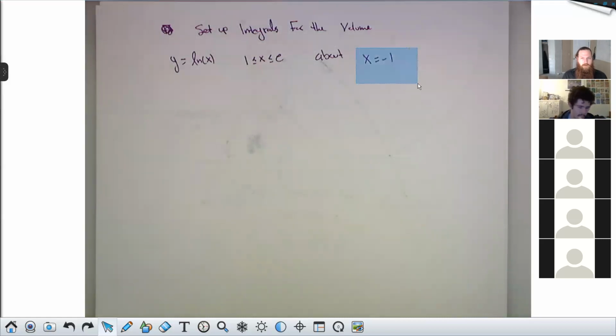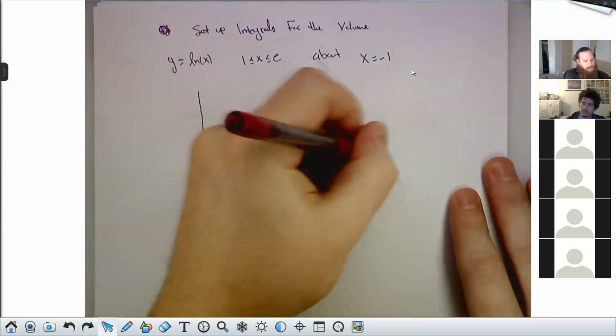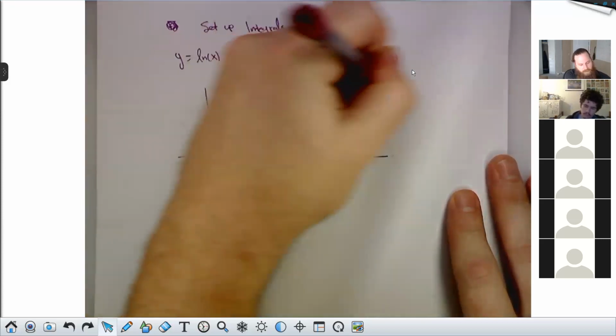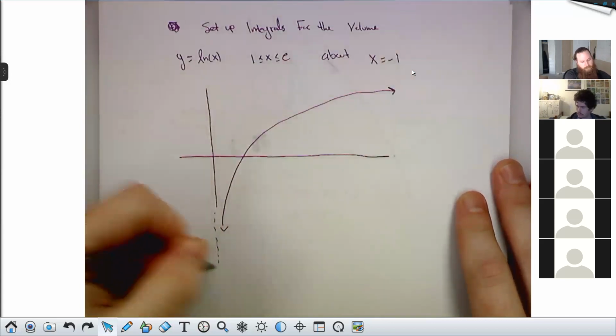And then always some non-coordinate axes line here. So I think I talked about the graph of ln x way back on day one, but if that's not in your head nice and firm, here it is. Looks like this.